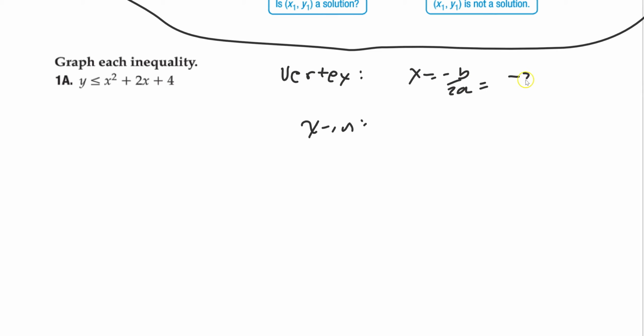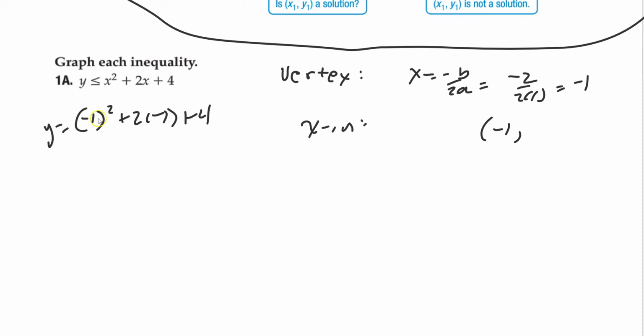So vertex, negative b over 2a. In this case, I get negative 2 over 2 times 1, so I get negative 1. So my vertex is at x equals negative 1. Plug that in. So I get negative 1 squared plus 2 times negative 1 plus 4. Notice that the negative is inside the square, so this becomes 1, negative 2, plus 4, and I get 3. So my vertex is at negative 1, 3.